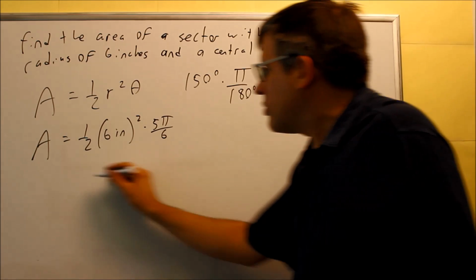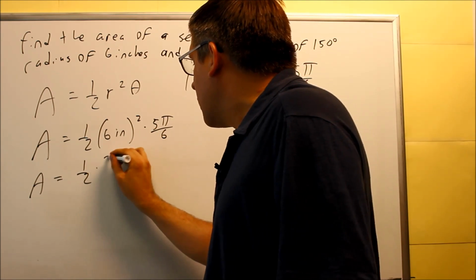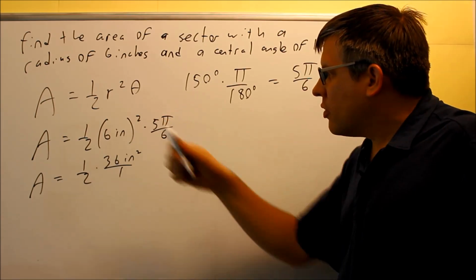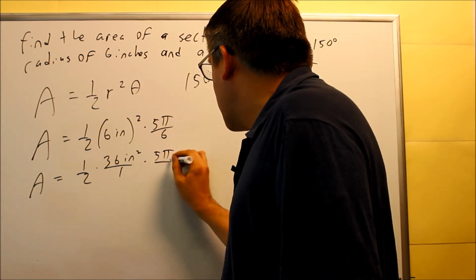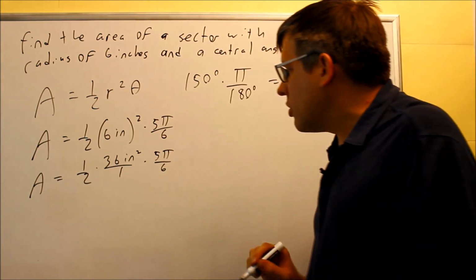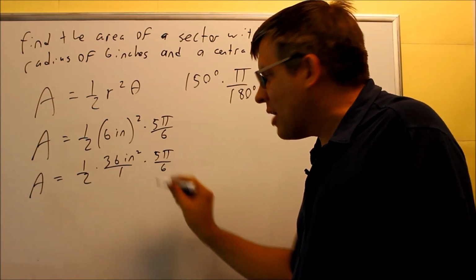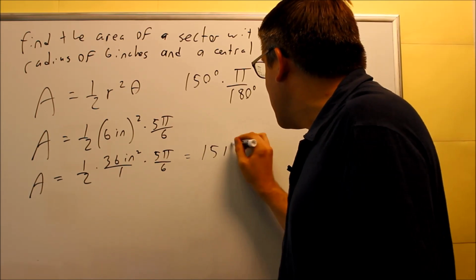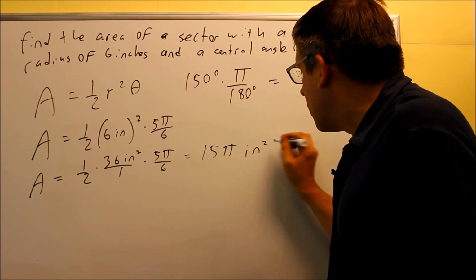Okay, so now we're going to just work this out. When I square that, I get 36 inches squared. My units got squared on that, and I have times 5 pi over 6. So what you can do here is reduce this. The 6 goes into 36 6 times. It'd be 6 times 5 is 30 over 2. That would give you 15 pi as the answer. And our units would come down with that as well, inches squared.